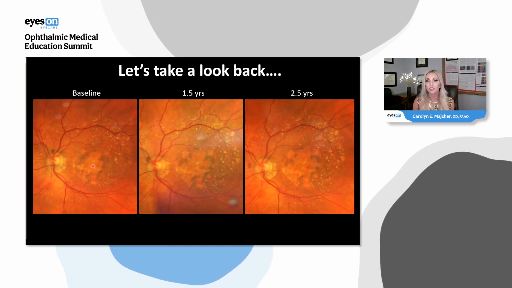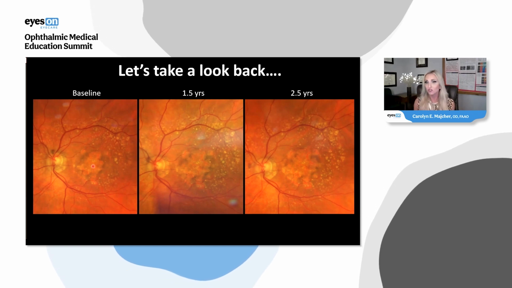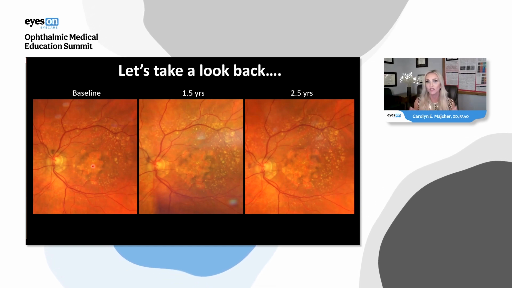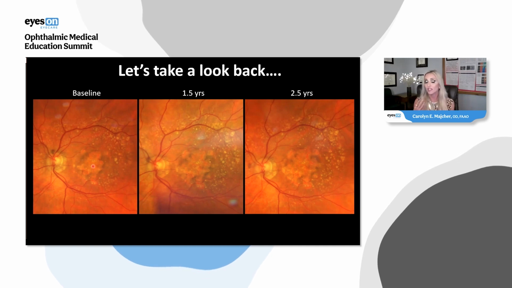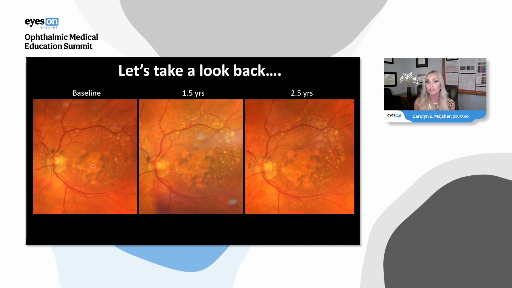So I think this case really brings home the diverse, unique nature of geographic atrophy. Even in the same individual, each eye can be affected very differently, with different patterns and different rates of progression associated with that.